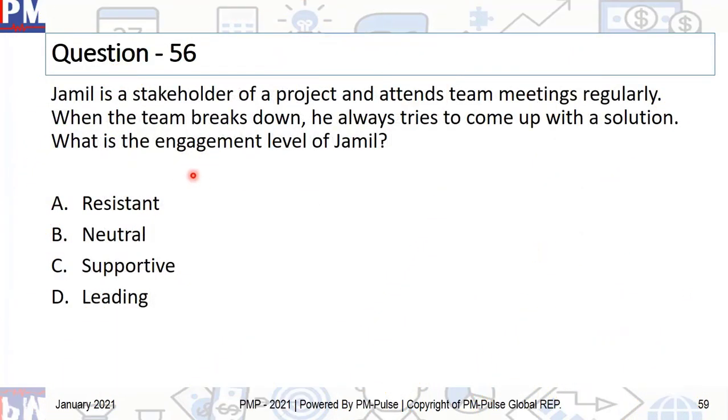Let's move on to question number 56. Jamil is a stakeholder for a project and attends team meetings regularly. When the team breaks down, he always tries to come up with a solution. What is the engagement level of Jamil? A. Resistant, B. Neutral, C. Supportive, and D. Leading.